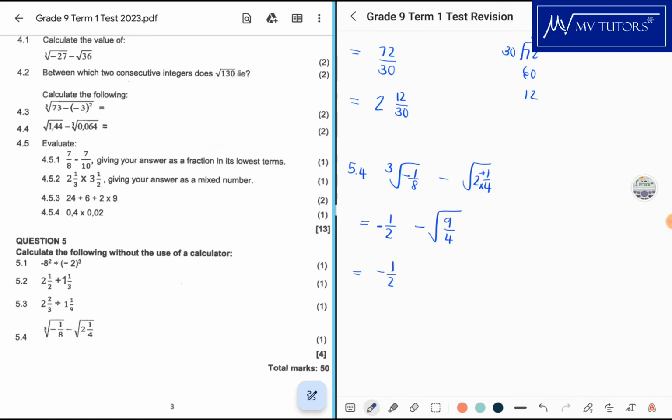But anyway, so how do we deal with the square root of 9 over 4? We're just going to say square root of 9 over square root of 4. So we have negative a half minus, so the square root of 9 is 3. We are assuming that we're looking at the positive square root. And this is only 1 mark, okay?